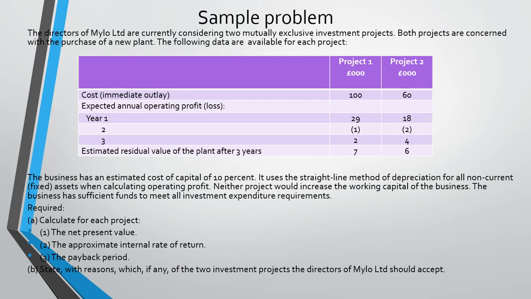So we are asked to calculate the net present value, the approximate internal rate of return, and the payback period. And of course, state with reasons which, if any, of the two investment projects the directors of Milo Limited should accept. So let's try project 1.